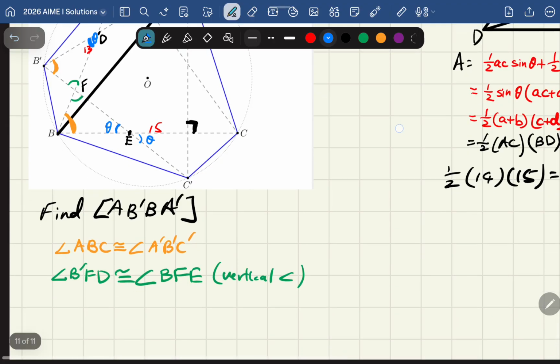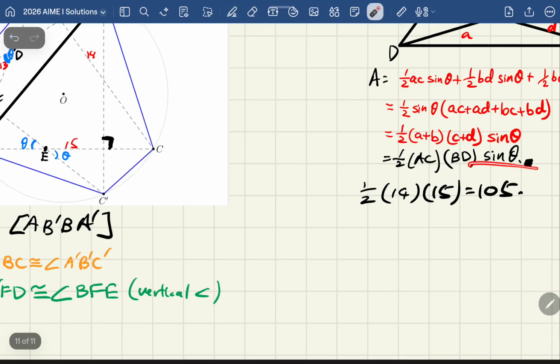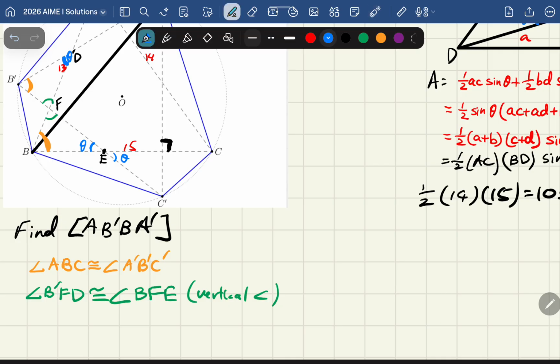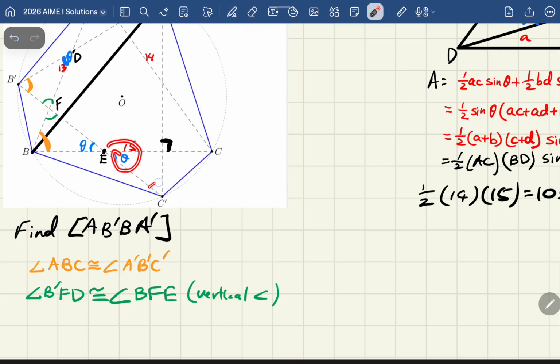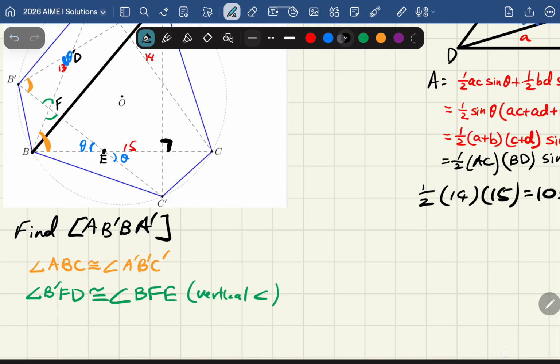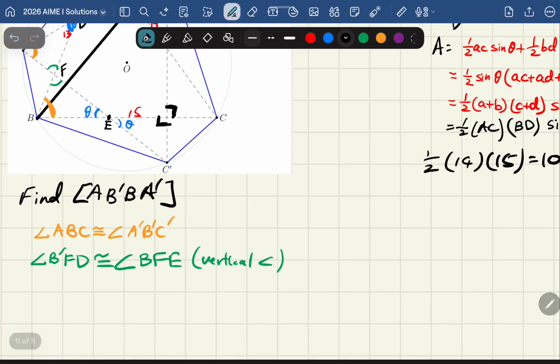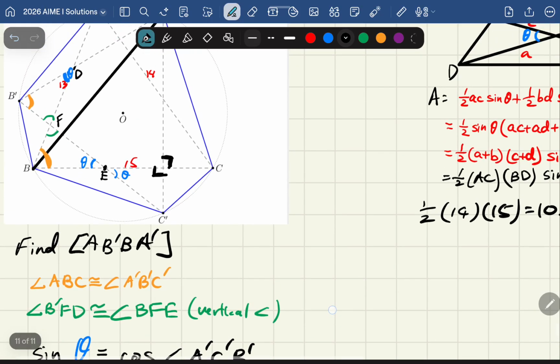And we need sine theta from here. So sine of this theta is sine of this theta. But the sine of this theta is the cosine of this angle. And what's really nice is this is a right angle too, so that's why the sine of this angle is the cosine of this angle. So let me write this down. Sine theta equals cosine of angle A prime C prime B prime. Yeah, that angle.